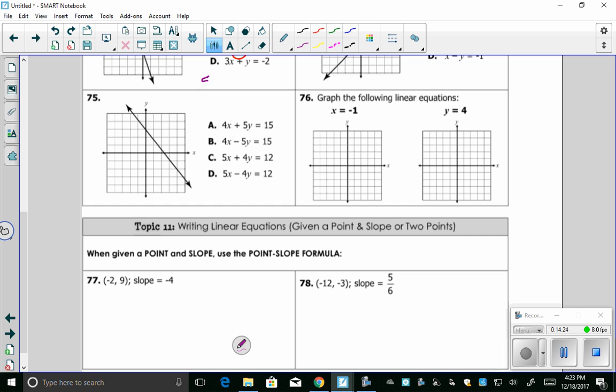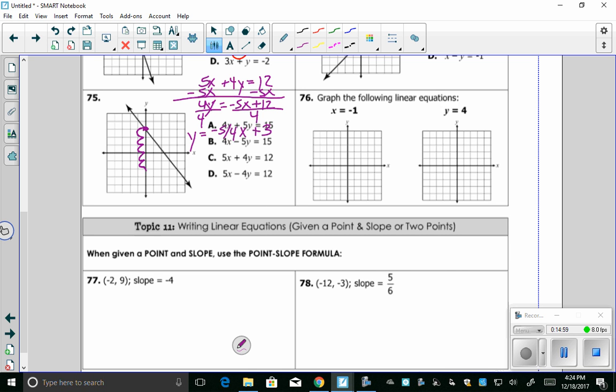So let's try C. 5x plus 4y equals 12. Subtract 5x from both sides, and you get 4y, not 4x, 4y equals negative 5x plus 12. Divide both sides by 4, and you get y equals negative 5 over 4 x plus 3. Plus 3, negative 5 over 4, down 5, right 4. Perfect. So my answer is C.